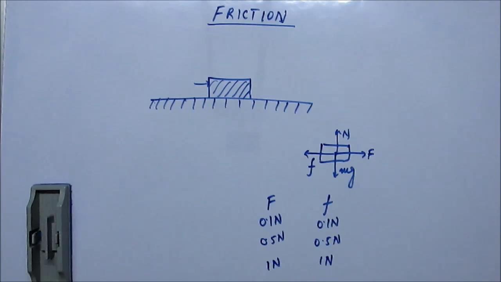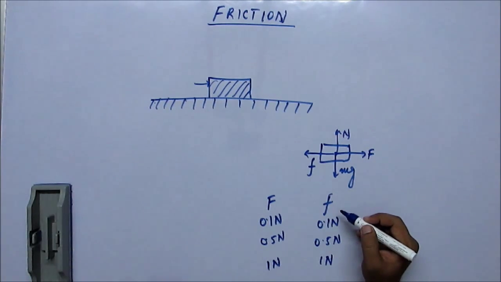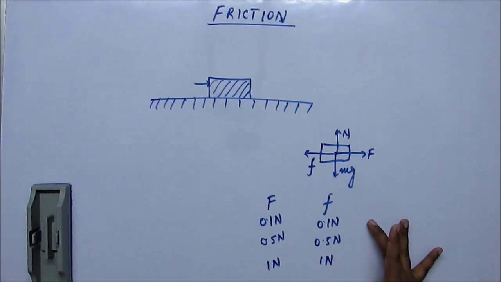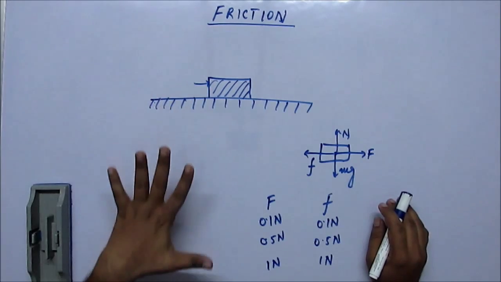And at a certain stage, the body starts moving, and we'll see what happens at that stage. But until the body starts to move, as you keep on increasing the force, the friction force also keeps on increasing in order to balance the force applied by you. So friction force is a self-adjusting force, and it changes its value as per the force applied by an external agency.